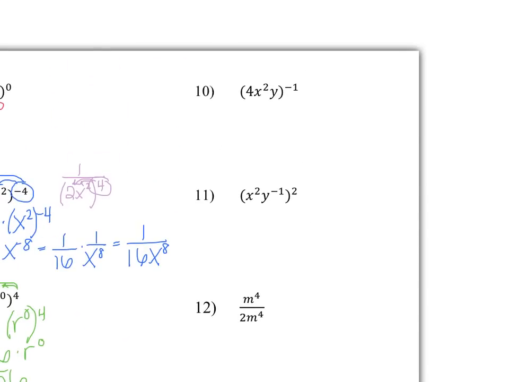For number 10, again, there's a couple different options I have. This time maybe I'll deal with the negative exponent first. This will change this to 4x squared y to the 1st power, 1 over that. So 1 over 4x squared y is going to be 4x squared y to the negative 1st power. This just simplifies to 1 over 4x squared y.